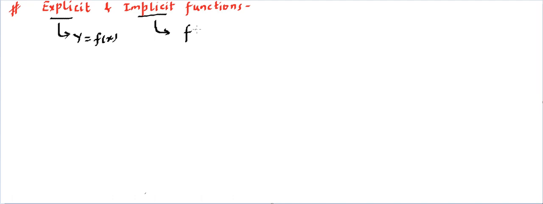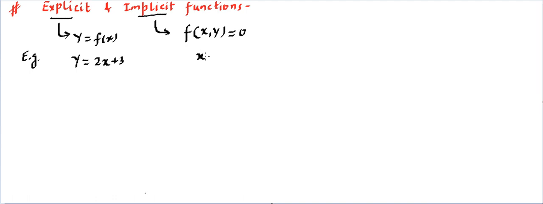Then we write it as if f is a function of x and y, and this is equal to 0. So if we write in this way, that means x and y, they are mixed together, and this is equation which is equal to 0. This type of functions are called implicit function. As an example, let me give you a short example. Let's say if we write y is equal to 2x plus 3. So you see this x and y, they are separate, right? So this is called explicit function.